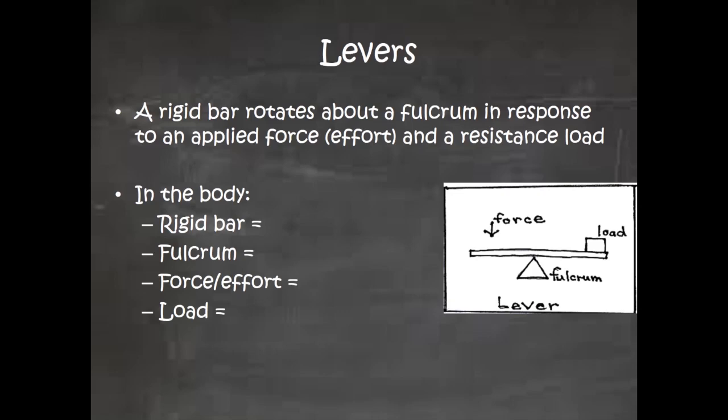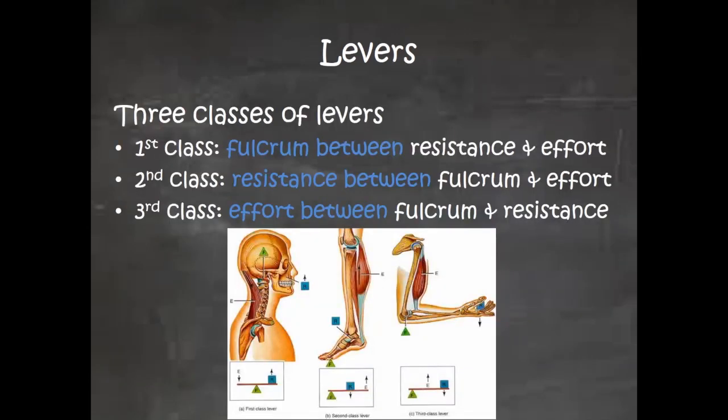In the body, the rigid bar is the bone. The fulcrum is the joint. The force or effort comes from the muscle. And the load comes from weight or external objects that are being supported. There are three classes of levers that are defined by the ordering of the fulcrum, effort, and resistance.